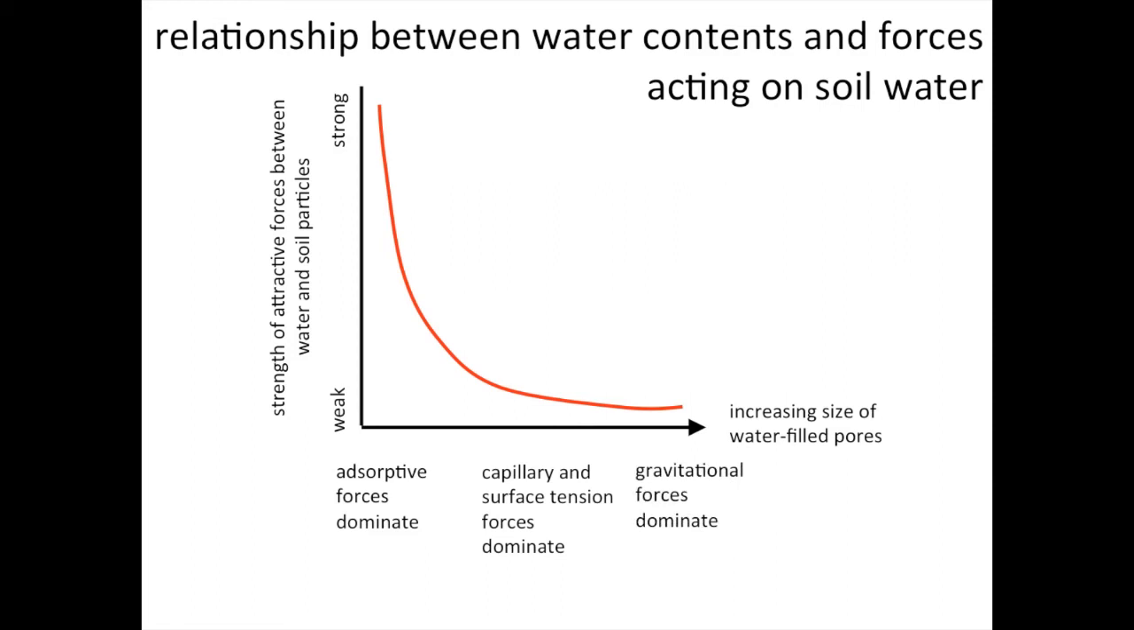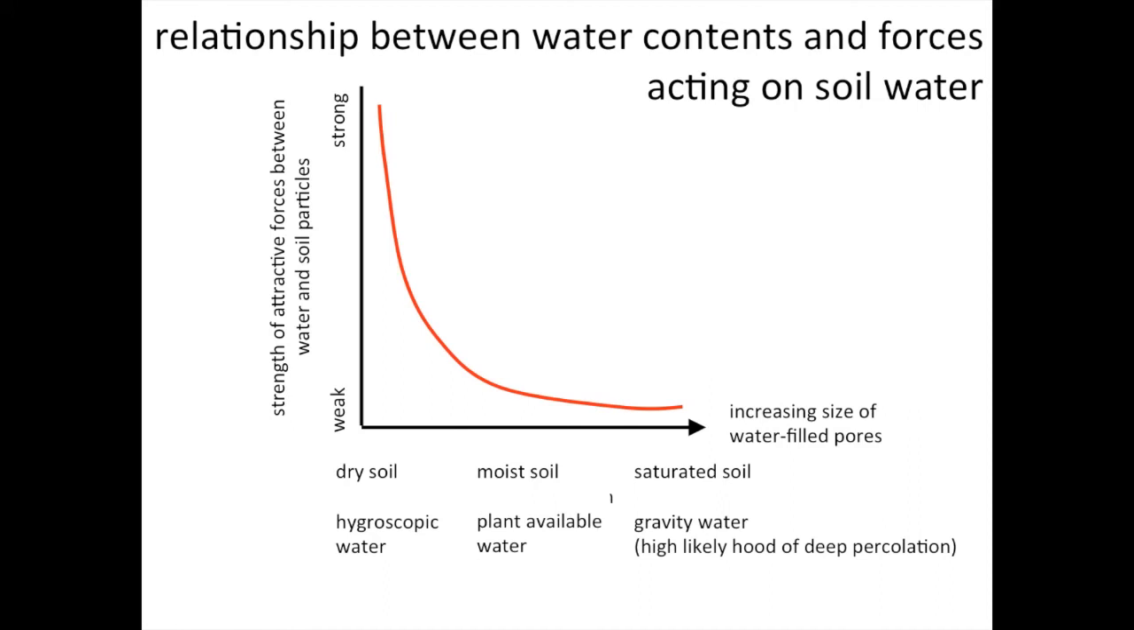So just to show you here, a conceptual diagram, these are the strength of the attractive forces between soil particles and water from weak to strong. And on this axis here we have increasing size of water-filled pores. So these are different forces that occur in the soil. I won't get into the details of those, but we'll relate this to the terms that I just talked about here.